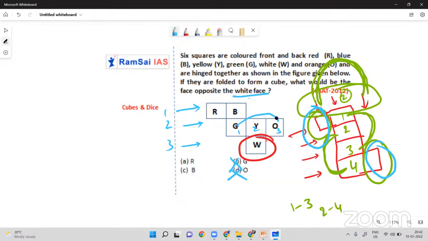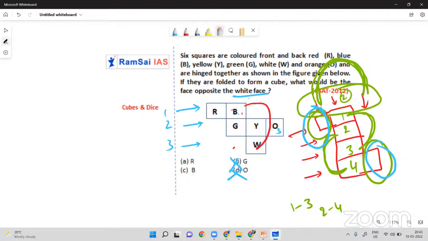Okay, now if you observe carefully, it's very clear for me. B and W will be opposite to each other, because just imagine, you have to use your imagination skill here. This B will fold with Y, yes or no? These two sides will be attached to form a cube, right? So when these two are attached, now obviously these two should be attached. When these two are attached, the opposite of B will be dash.